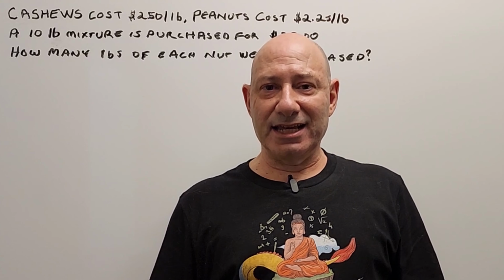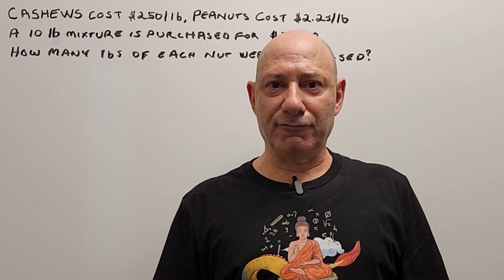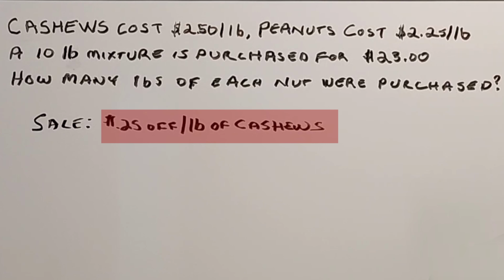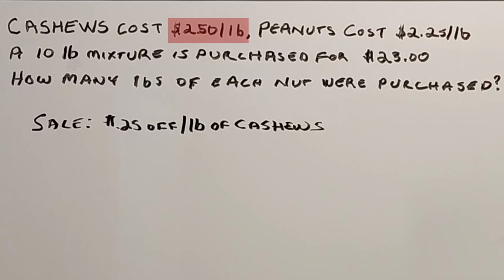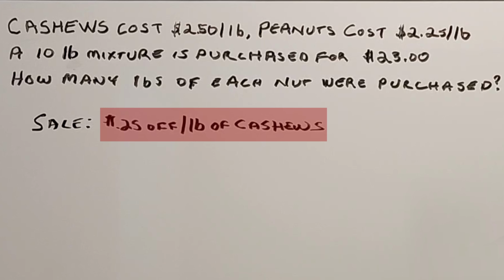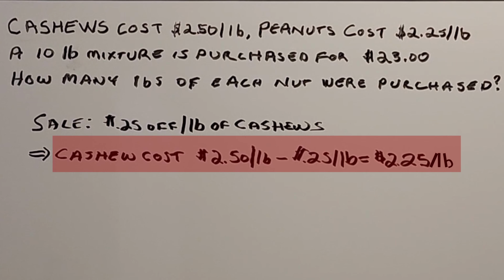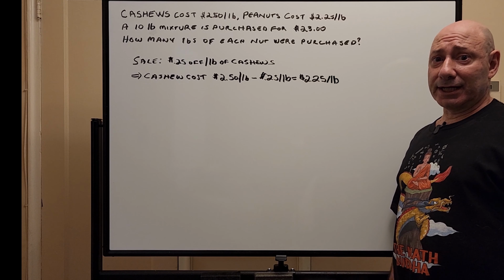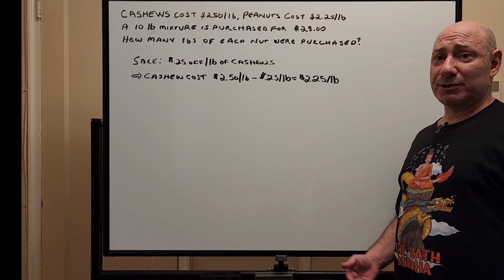Let's suppose there's a sale on cashews, 25 cents off per pound. So how much do cashews cost now? Well, the original cost was $2.50 per pound, and we're saving 25 cents per pound, so the discounted cost would be $2.25 per pound. So what does that mean? That means cashews cost the same as peanuts.